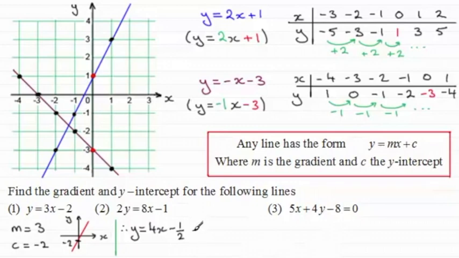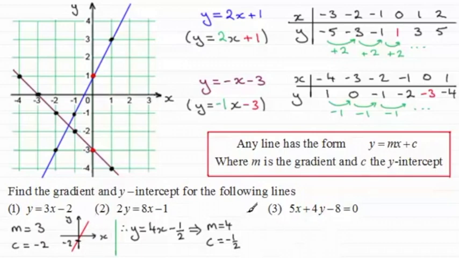So what we've got here is that it follows that m, the gradient, is 4. And where it crosses the y-axis, the c value, will be at minus a half. Okay, so it'll be a line similar to this, only crossing at minus a half, a bit steeper. It's got a gradient of 4, so for every 1 across it would rise 4.